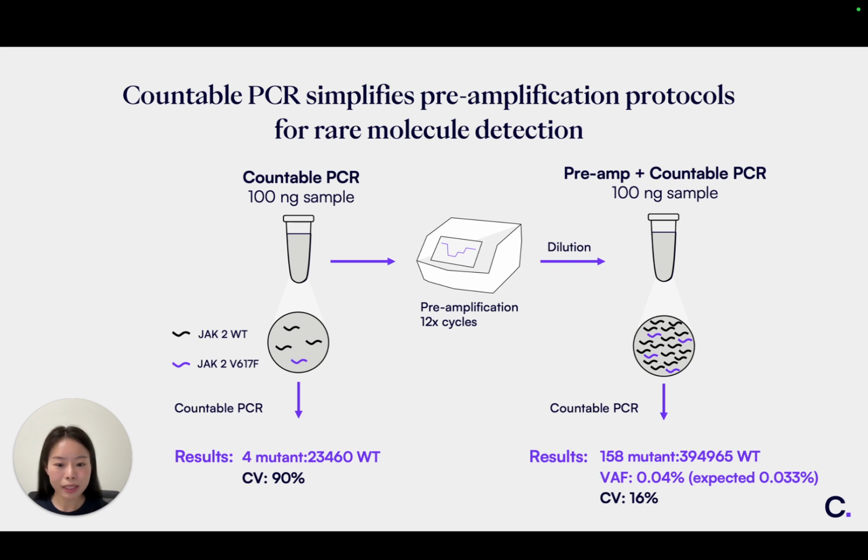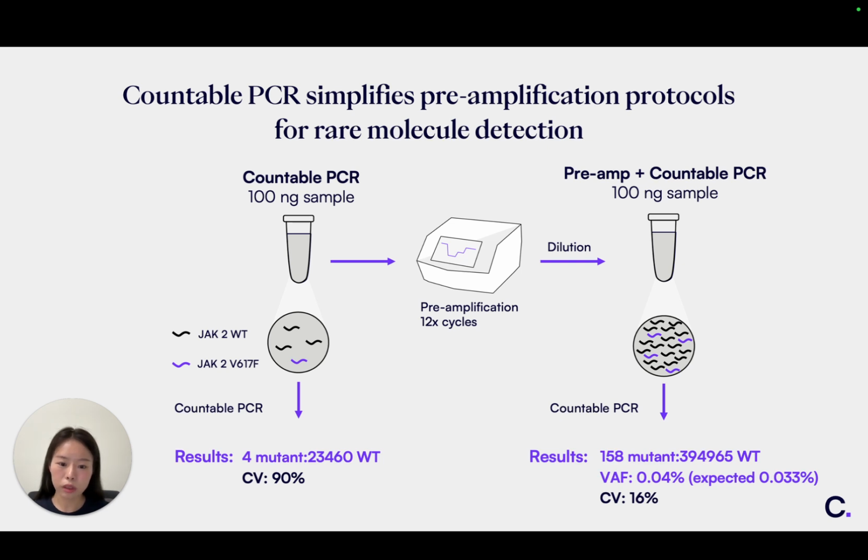So you might be asking, what does this all mean? Essentially, the preamplification step let me confidently measure a VAF of around 0.04%, which is very close to the expected 0.033%. Additionally, the CV dropped from 90% before to now 16% after preamplification.